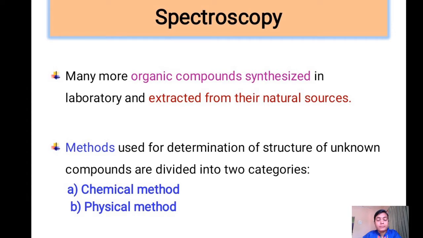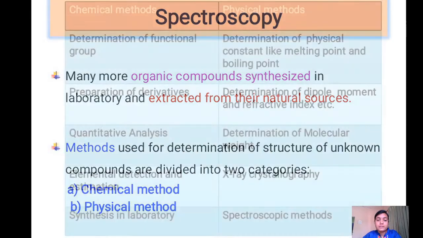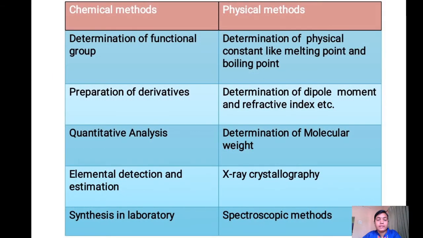But the structure of these new compounds is unknown, and the structure is very important for the chemist. Determination of the structure of an unknown compound is a very challenging task before us. Therefore, several methods are used for determining the structure of unknown compounds, and these are broadly classified into chemical methods and physical methods. We will discuss these methods one by one. First, we discuss chemical methods.